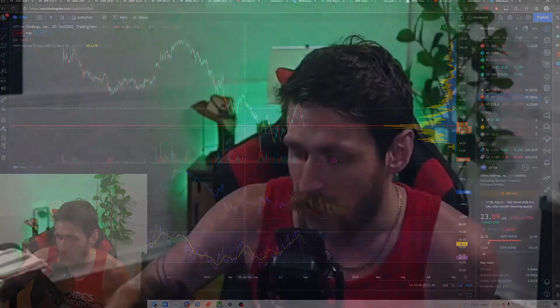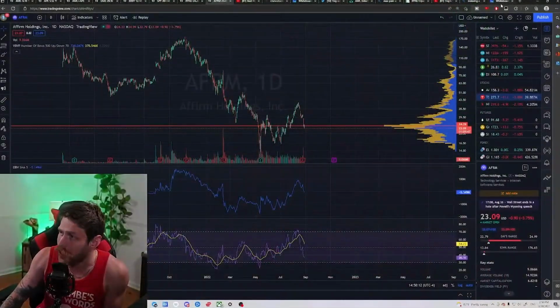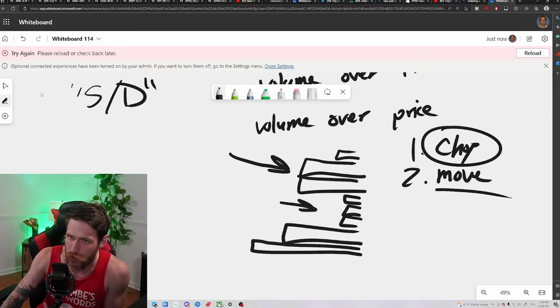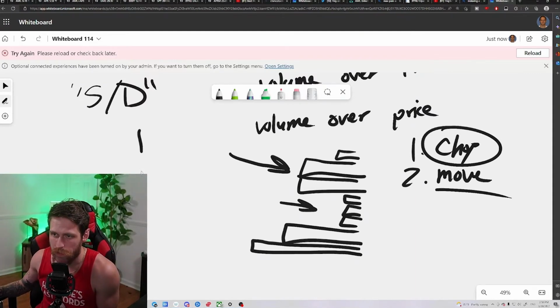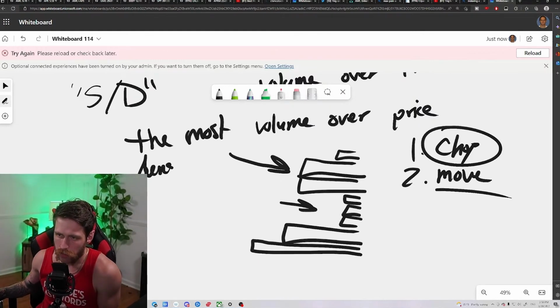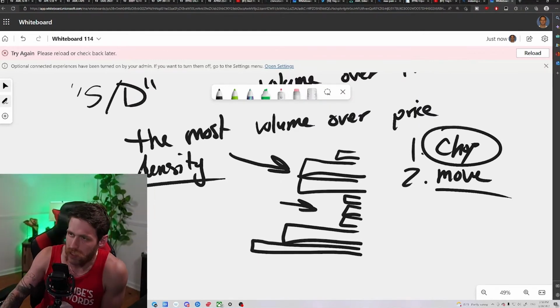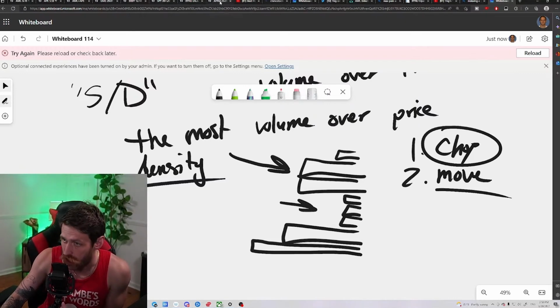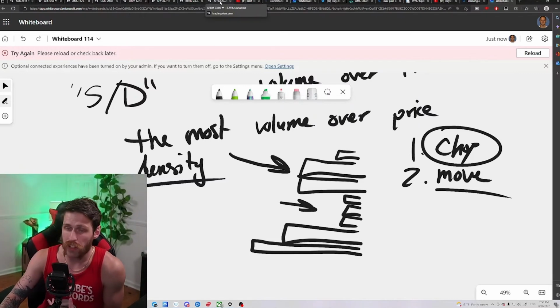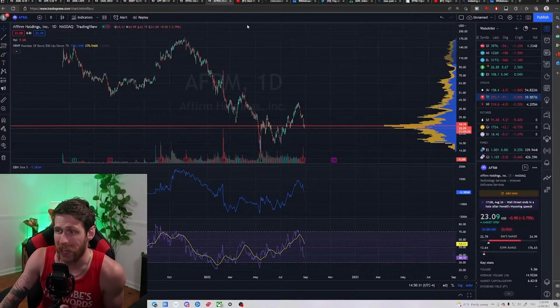And what this represents is the point of control, which is typically acronymed as POC. What the point of control is telling you and what it represents is the point in which you have the most density of volume. Typically, this is where you're going to see the maximum amount of chop, and it also acts as a breakout level, both up and down.